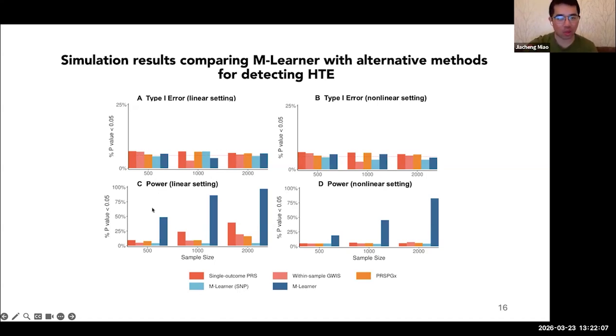As you can see here, with very tiny randomized control samples, our method is still able to give you pretty good power, but all these other methods cannot give you any similar results due to the small sample size of the randomized clinical trials.